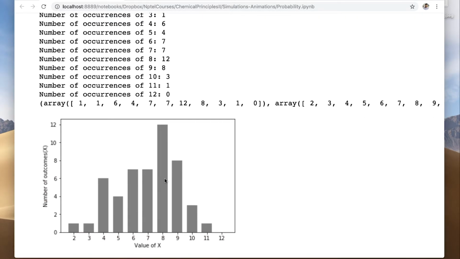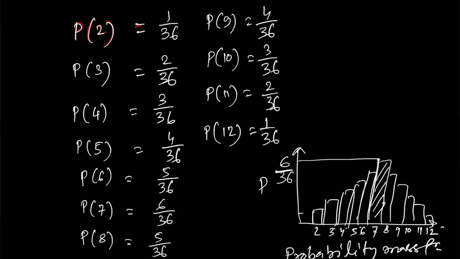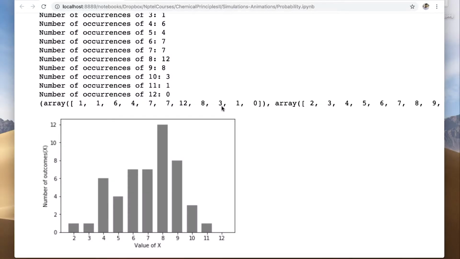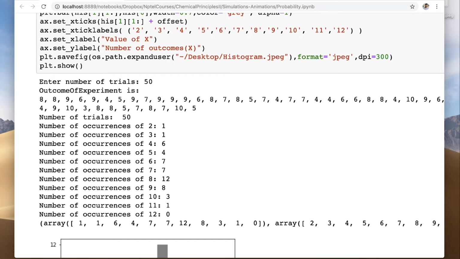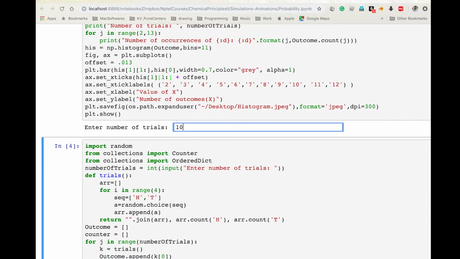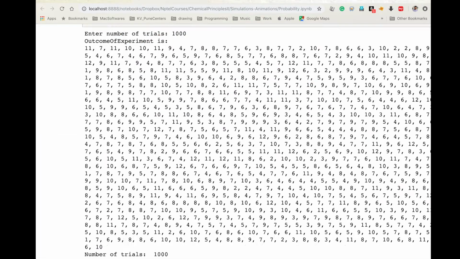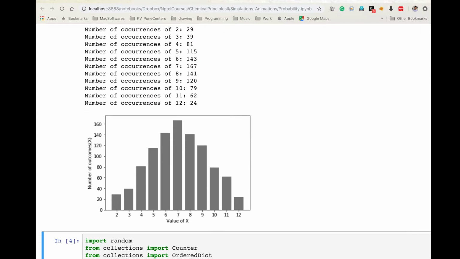Does it look like the one that I have drawn just now? No, right, because we have done only 50 times. Let us now do much more than that. Shall I do 1000 times? Okay, do 1000 times. It is beginning to look like that.